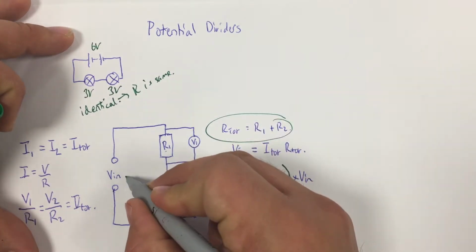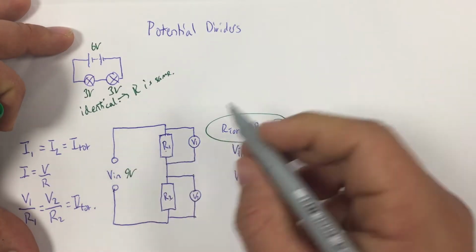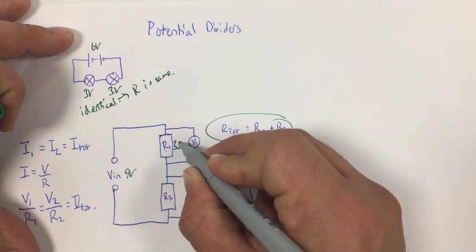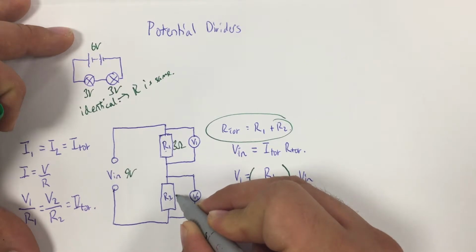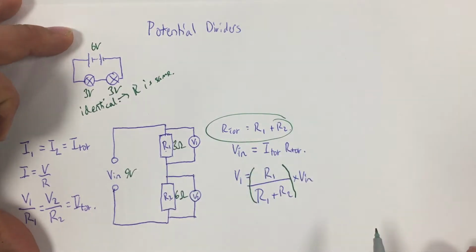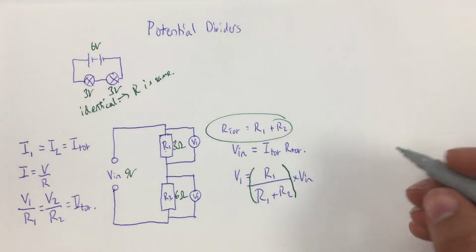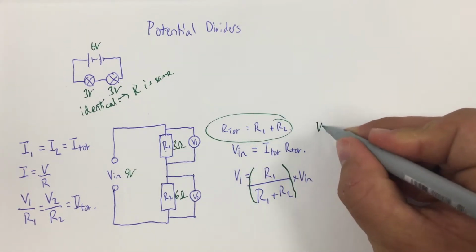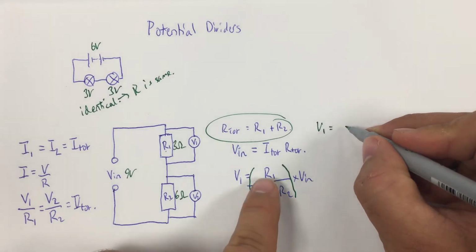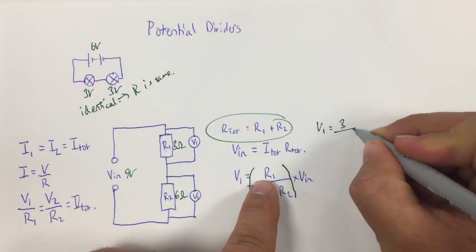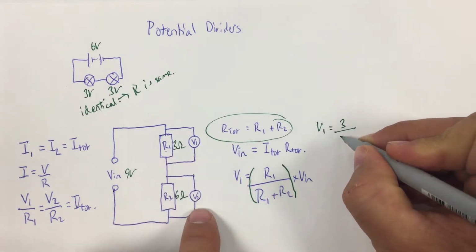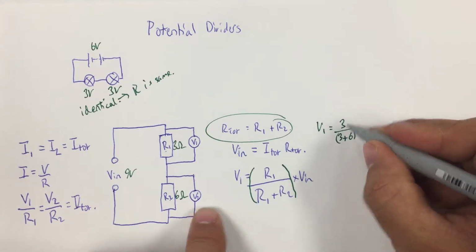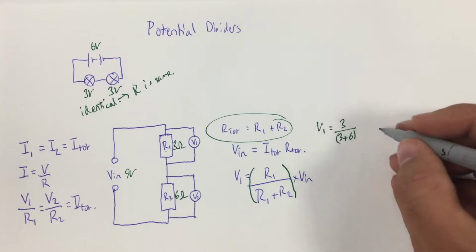So let's just say the voltage going in is 9 volts, and for argument's sake, this has a resistance of 3 ohms, and this has a resistance of 6 ohms, okay? So if I wanted to know the voltage across R1, I would do the resistance of R1, which is 3 ohms, divided by 3 plus 6, which is obviously 9. So 3 divided by 9 is a third.